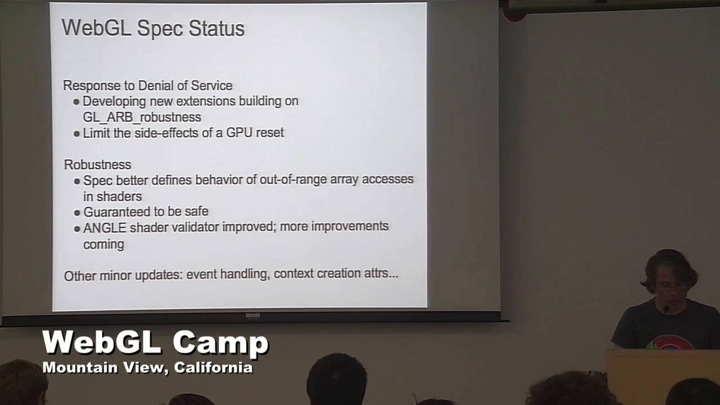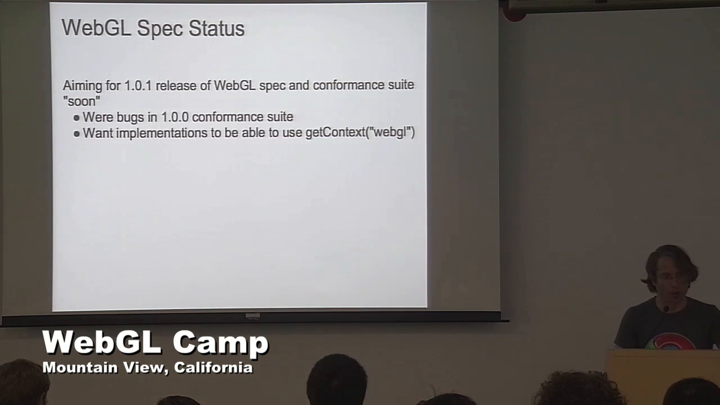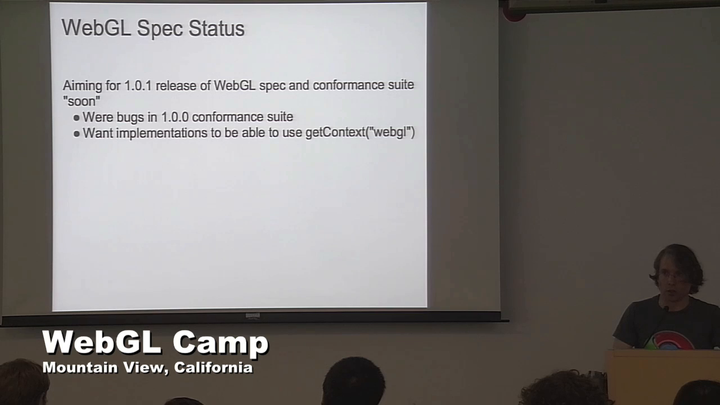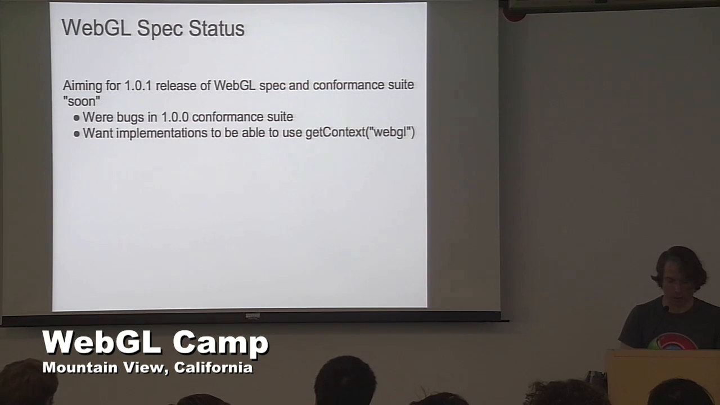And the last updates that have been done are minor things to event handling and context creation attributes and the like. So we are aiming for a 1.0.1 release of the WebGL spec and conformance suite, and I can say soon. We don't have a specific deadline, but we'll submit it to the ratification process as soon as we're convinced that the conformance suite is passable on all platforms. Because there were bugs in the 1.0.0 conformance suite that is out there, which is going to prevent any implementation from really passing it. And we really want implementations to be able to say getContext of WebGL instead of getContext of experimental WebGL. But we can't do that until we can claim that the implementations are actually compliant.